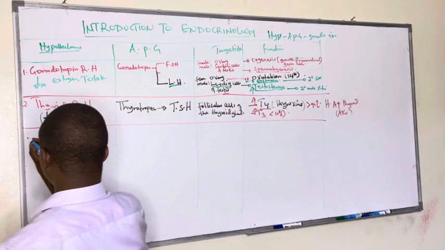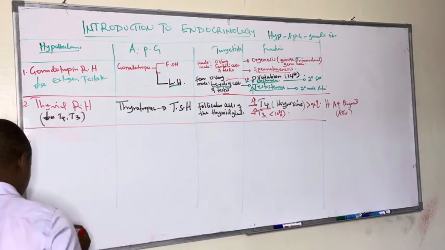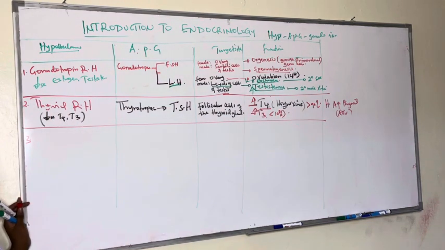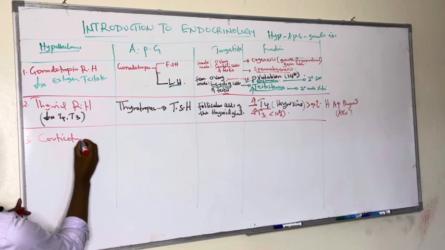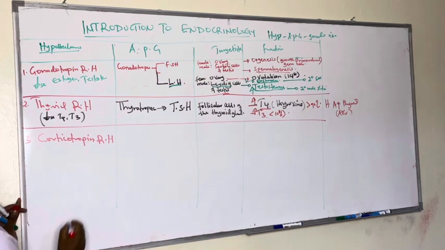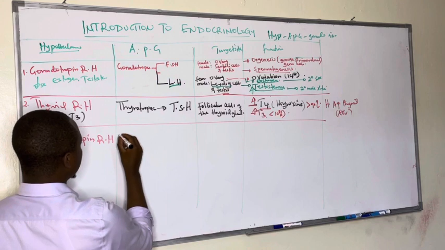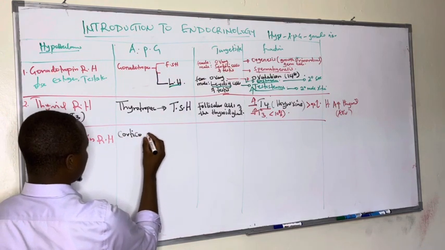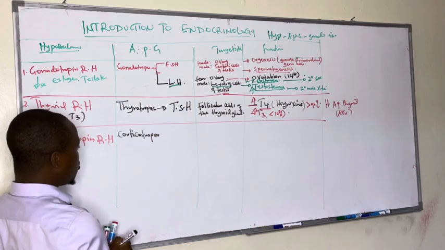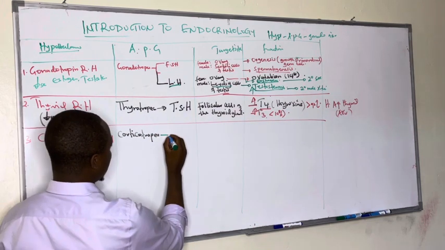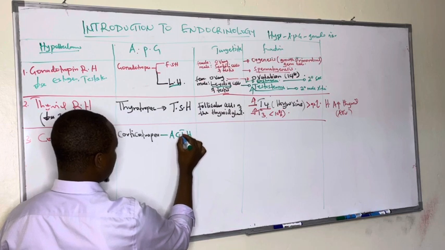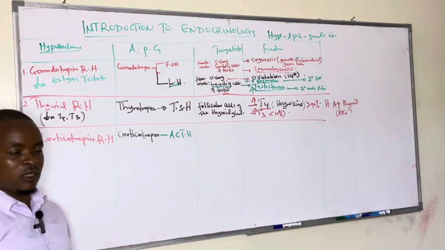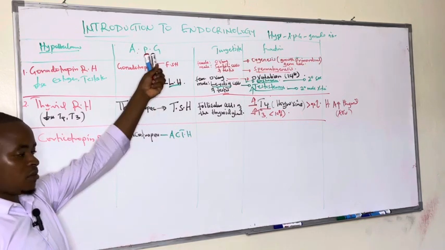Number 3, we have another releasing hormone. The hormone is produced by the hypothalamus. They are called releasing hormones. And this one is called corticotropin releasing hormone. And this corticotropin releasing hormone is the one that stimulates the corticotropes. In the anterior pituitary, we have cells known as corticotropes. These corticotropes release a hormone known as adrenocorticotropic hormone, which is released by the corticotropes of the anterior pituitary gland.